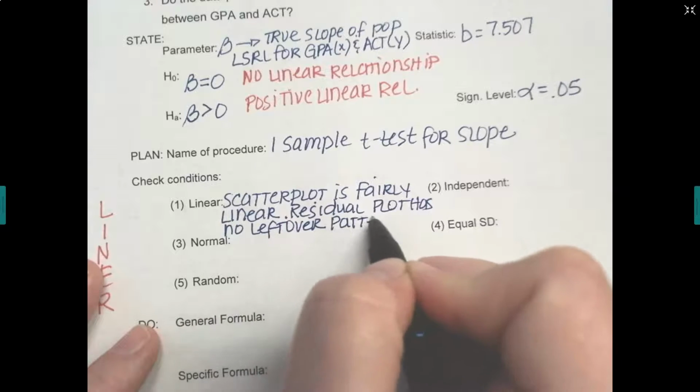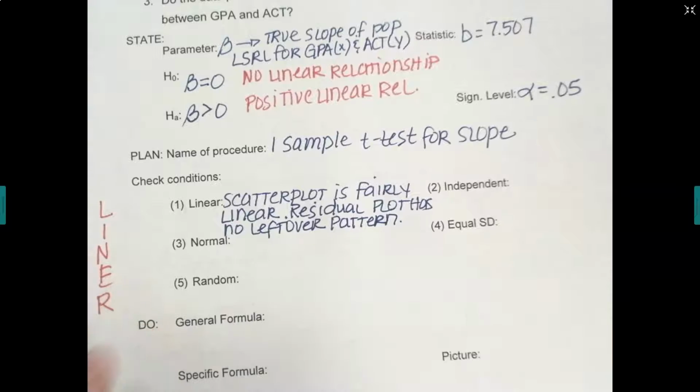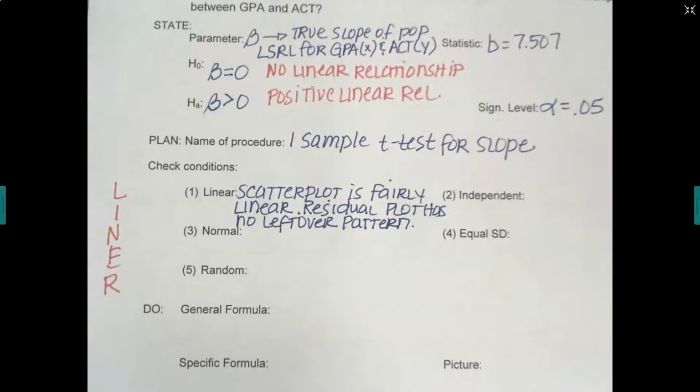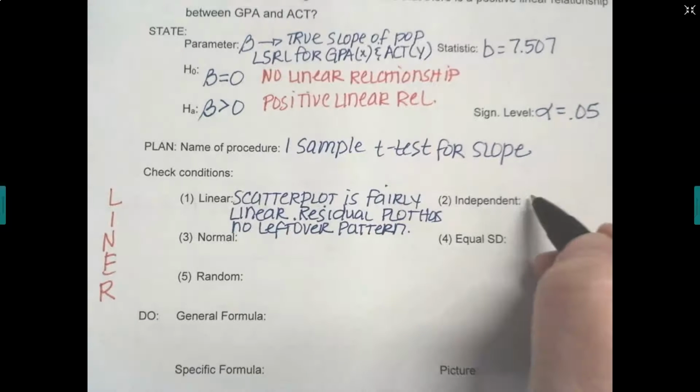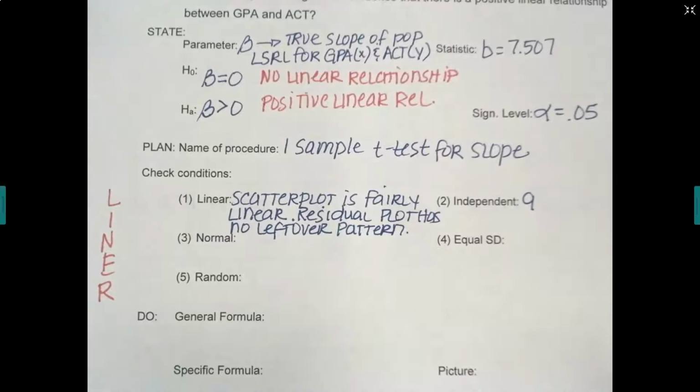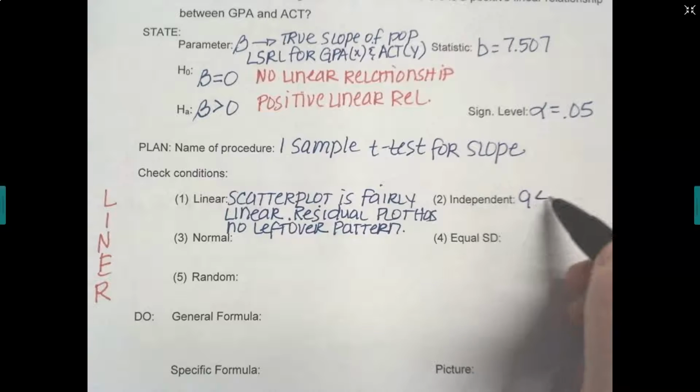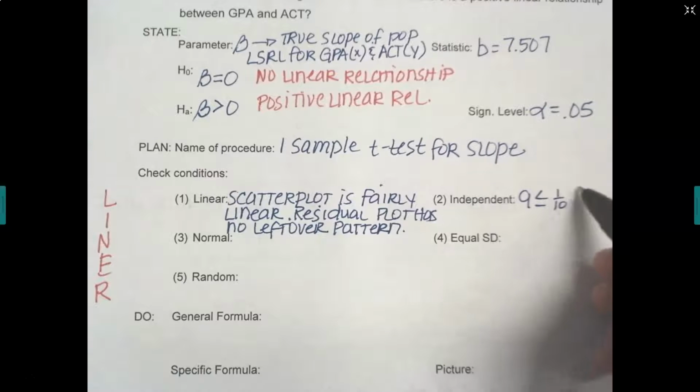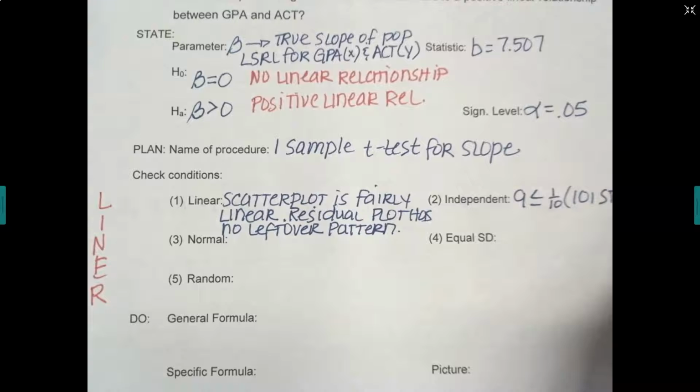Okay, so you're saying I looked at this. This does appear to be linear. Okay, the next one we want to look at is your independent. We had a sample of 9, and they told us of 101 students, and 9 is less than or equal to 1/10 of 101 students. So we're good there.